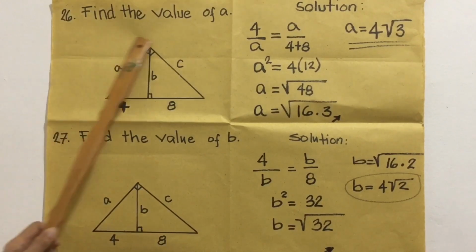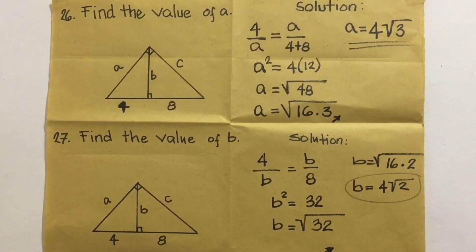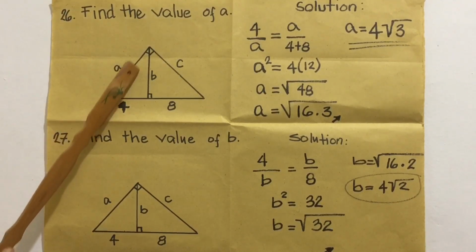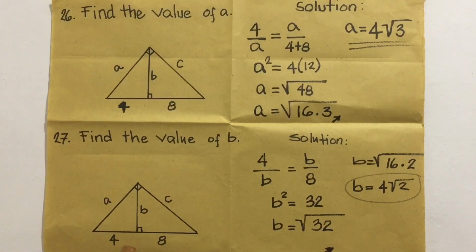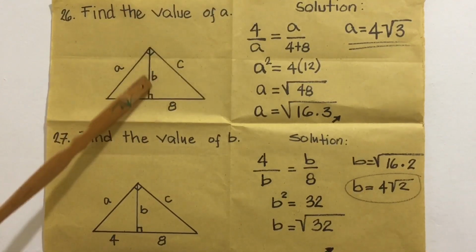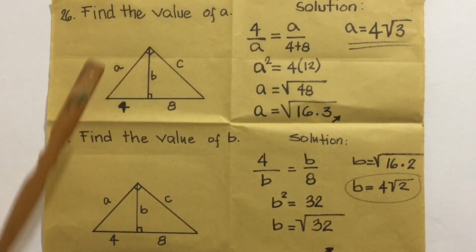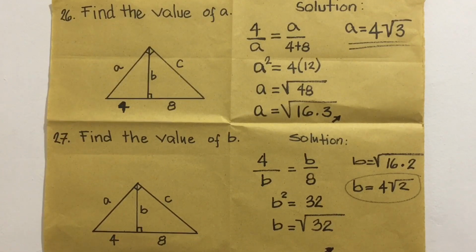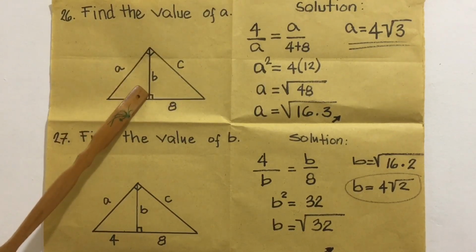Next, number 26, find the value of A of the given triangle. Okay, first we're going to scrutinize the given triangle. It's a right triangle because of this mark here. Since it's a right triangle, this line or segment is called the altitude. So to find A, we're going to use again a proportion. And to make a proportion, our guide is this altitude.